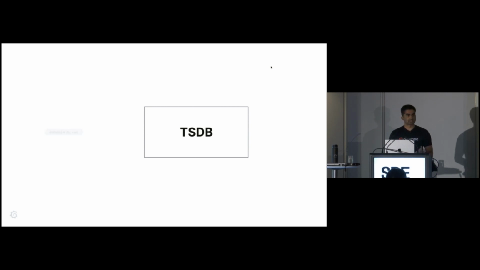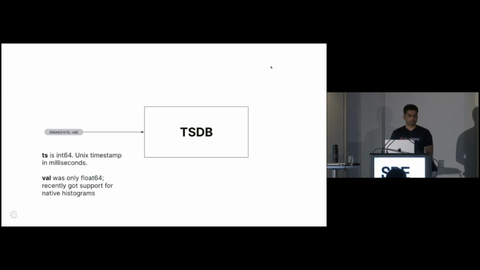So the time series database takes a sample where the timestamp is int64. It's a unique Unix timestamp in milliseconds. So Prometheus uses millisecond timestamps, and the value was only float64 until now, but now it has support for a complex data structure of native histograms, which is like a group of a lot of integers and floats. But we will assume it's just a float for this talk, and everything about the TSDB remains the same, only the compression changes. So let's first look at an overview of TSDB before we dive deeper into it.